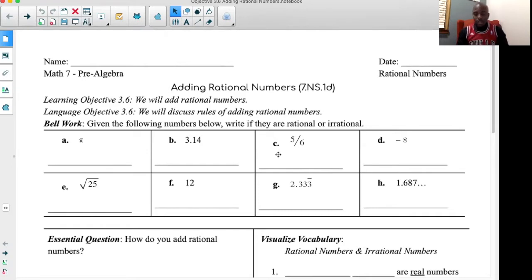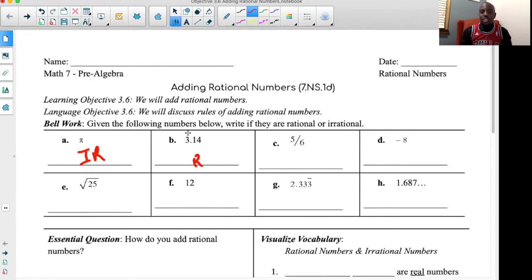So the first number here is pi, right? Pi is considered irrational. I'm going to put IR for irrational. 3.14 is considered rational because it terminates, it stops. 5/6 is rational. -8 is rational. Square root of 25 is rational. 12 is rational. 2.3 repeated is rational. And then 1.687, which continues on, we don't know the rest of the numbers, is considered irrational.